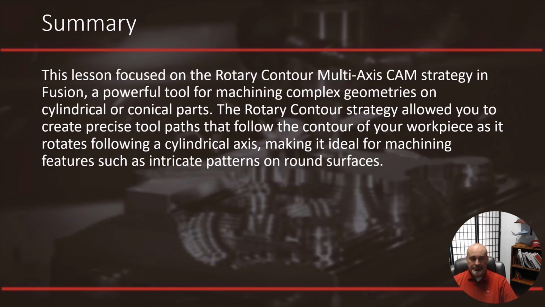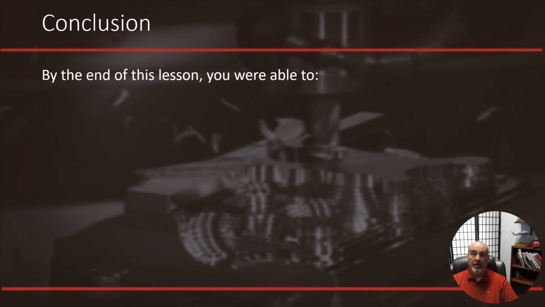In summary, this lesson focused on the Rotary Contour Multi-Axis CAM strategy in Fusion. It's a powerful tool for machining complex geometries on cylindrical or conical parts. The rotary contour strategy allows you to create precise toolpaths that follow the contour of your workpiece as it rotates, following a cylindrical axis, making it ideal for machining features such as intricate patterns on round surfaces.